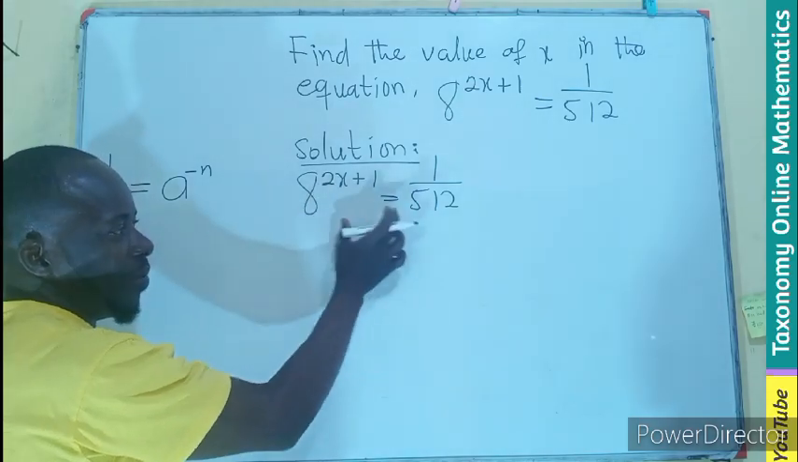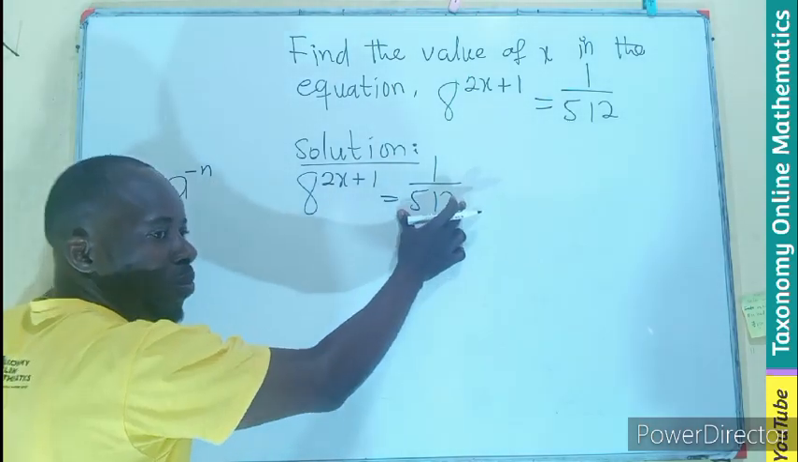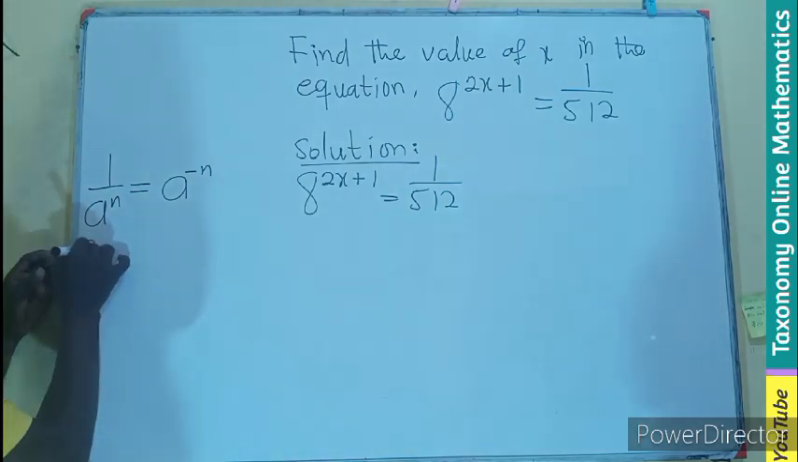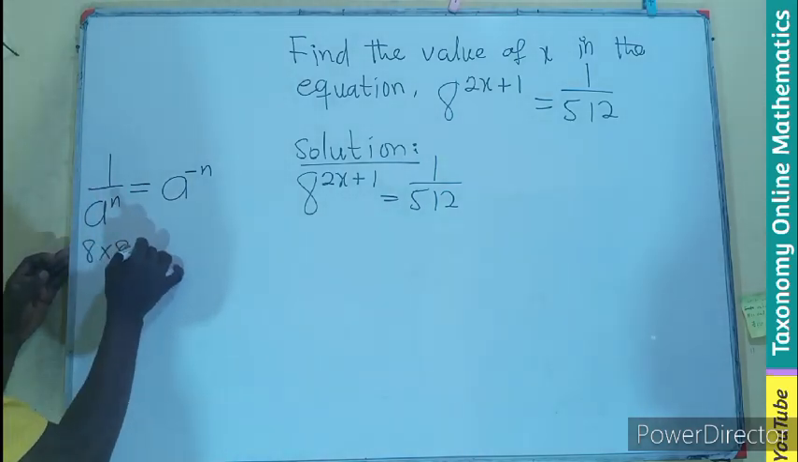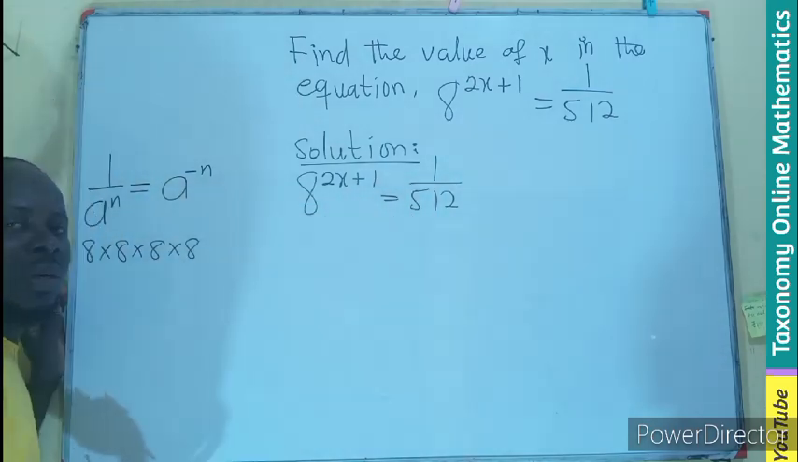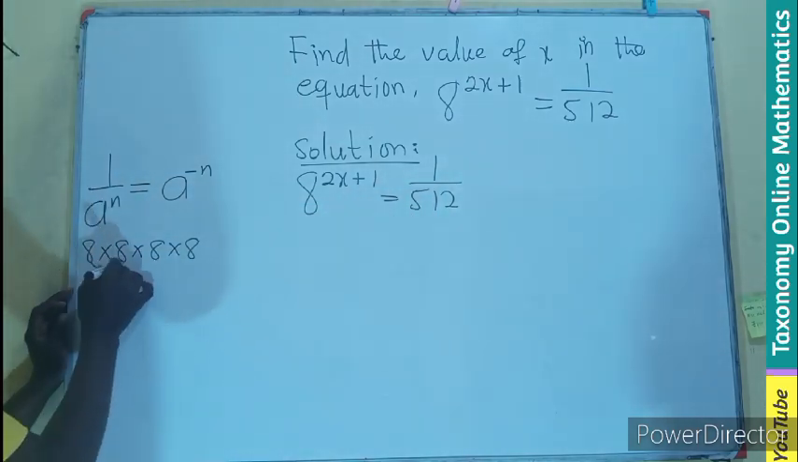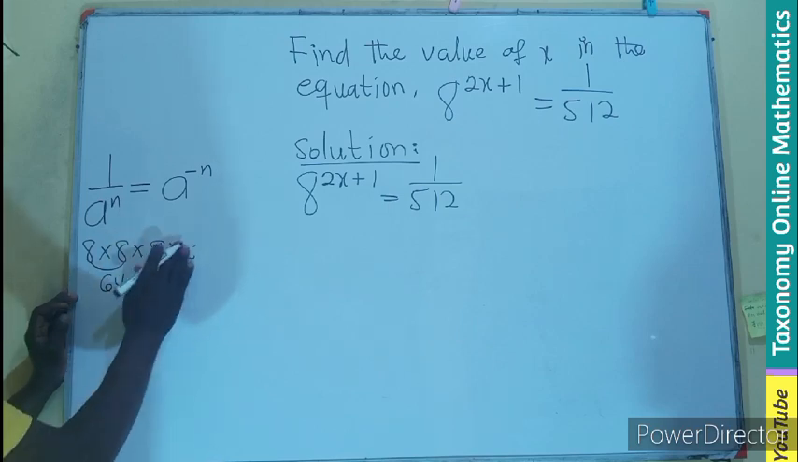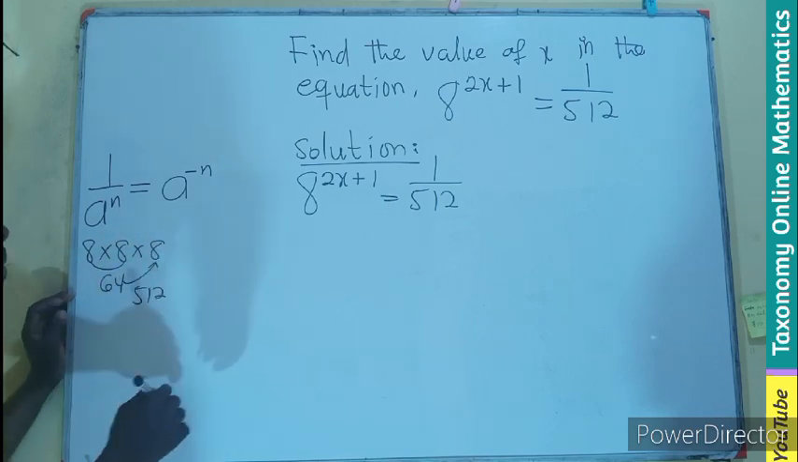8 being the base here, meaning 512 can also be expressed in base 8. If you multiply 8 a series of times, you should be able to get 512. So let's see. 8 times 8 is 64. 64 times 8 will give us 512, meaning we are multiplying 3 different times.